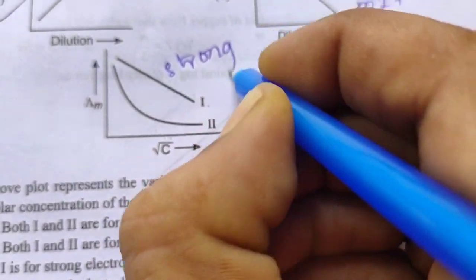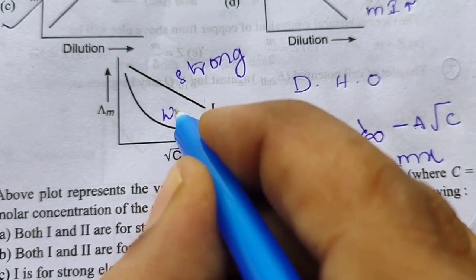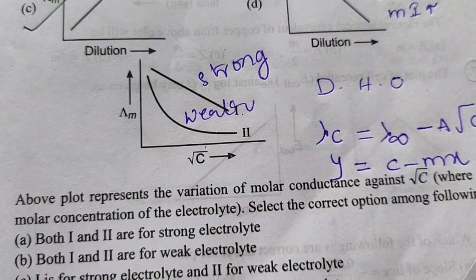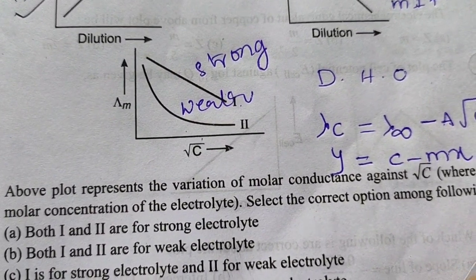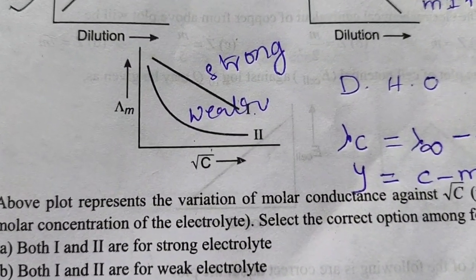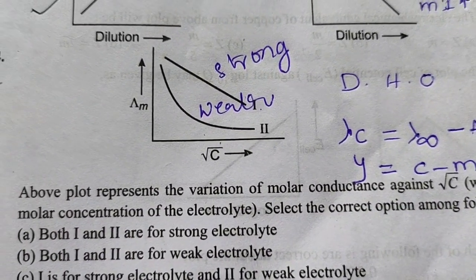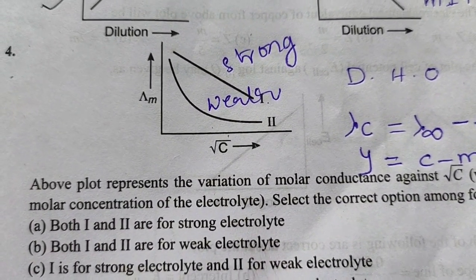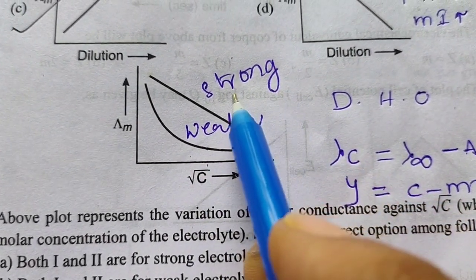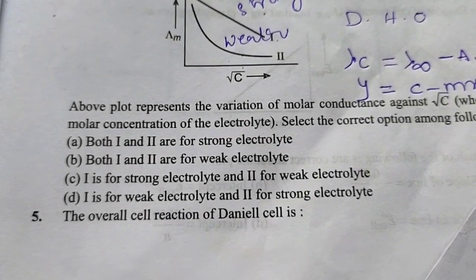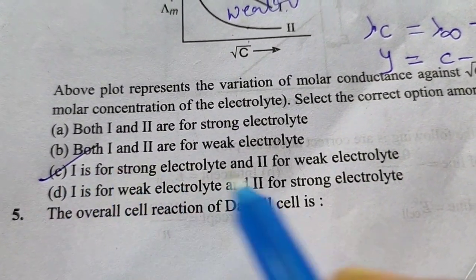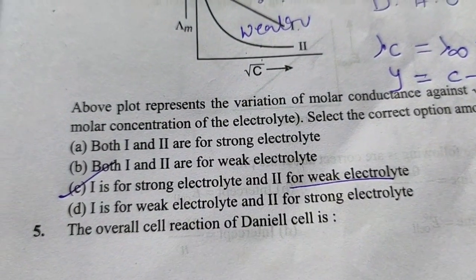This is the strong electrolyte. This is the weak electrolyte. For weak electrolytes, this formula is not applicable. But for weak electrolytes also, as concentration increases, molar conductance and equivalent conductance decrease. So this graph indicates weak electrolytes, this graph indicates strong electrolytes. So which is the correct option, students? 1 is strong electrolyte, 2 is weak electrolyte.